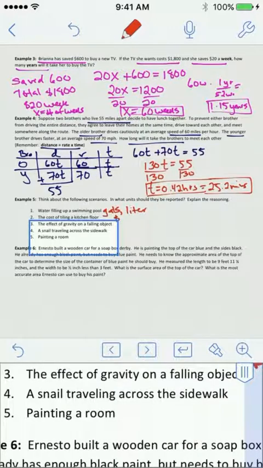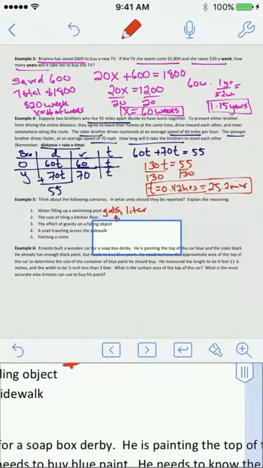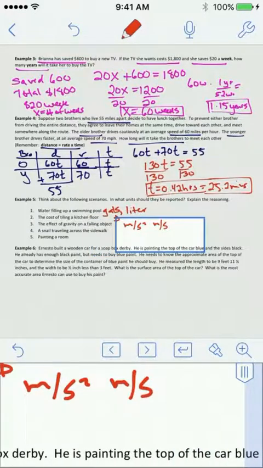The effects of gravity on a falling object. The effects of gravity actually has a cool unit. Gravity is meters per second squared. That's acceleration. There's also meters per second, which is velocity. So it's something per something, right?